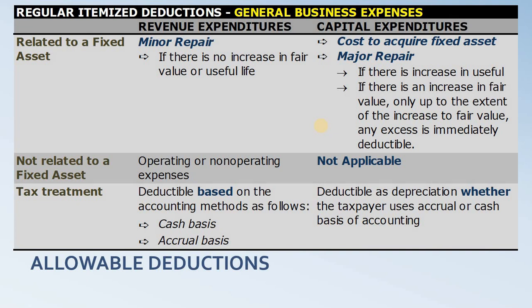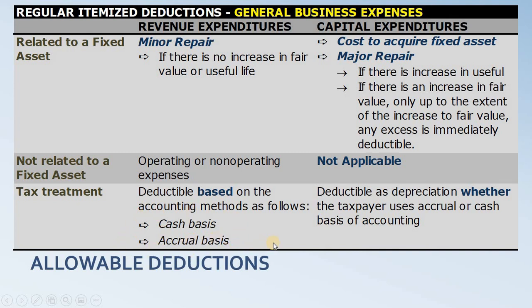Which means that the taxpayer can obtain the benefit from the usage of such fixed asset for more than one period. However, revenue expenditures are immediately expensed because the benefit that is given by these expenses to the taxpayer is only for a shorter period of time, less than 1 year. So the tax treatment for a revenue expenditure is that it is deductible based on the accounting method that is used by the taxpayer, whether it is a cash basis or accrual basis.